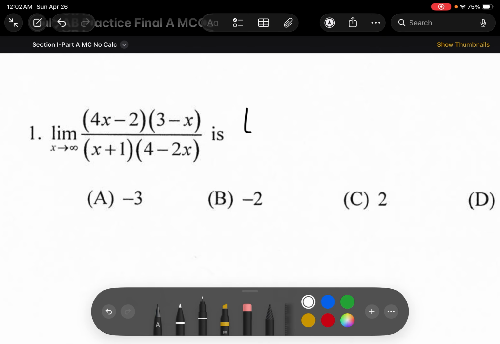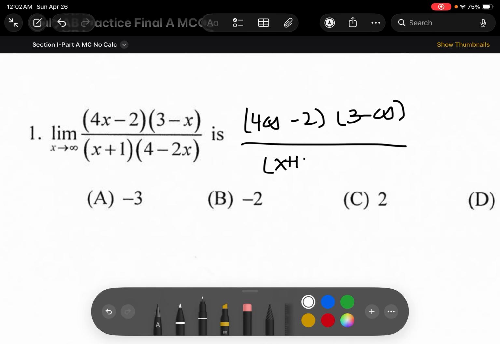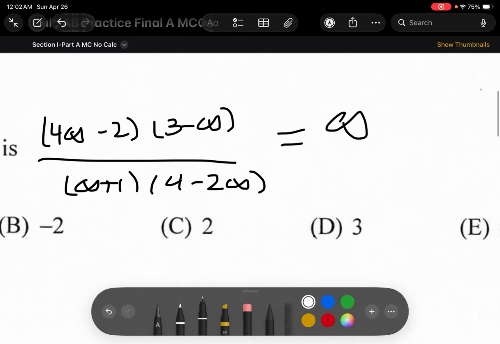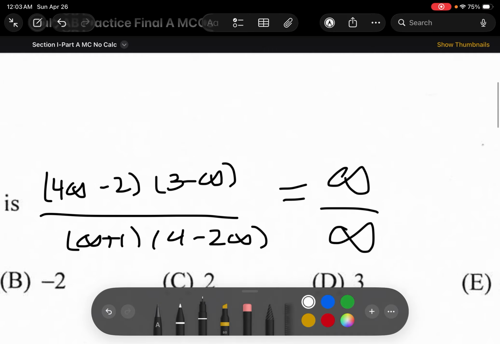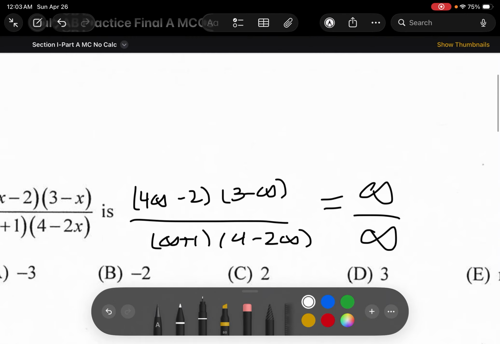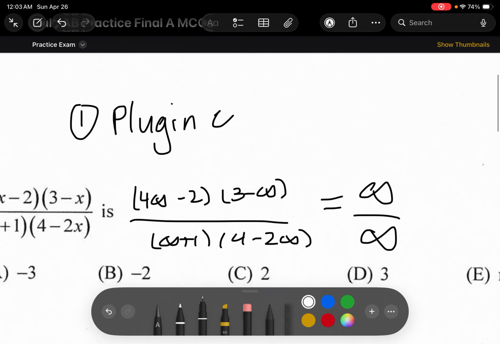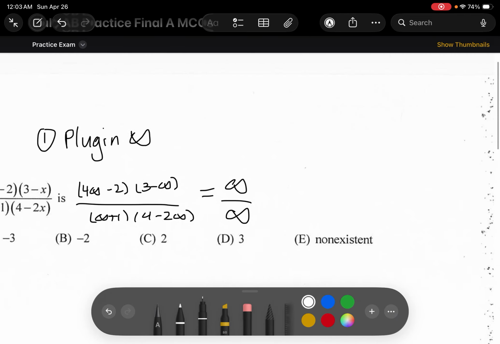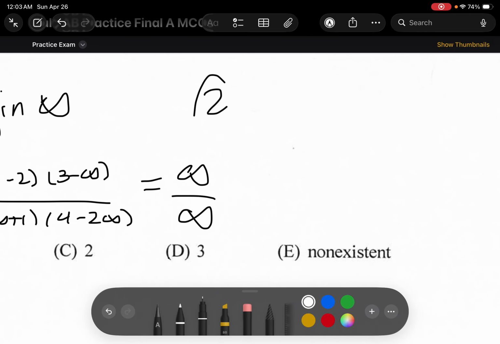So that's going to be 4 times infinity minus 2, over 3 minus infinity, and 4 minus 2 times infinity. So that's just going to give us infinity over infinity, which is indeterminate. So now we're going to apply L'Hopital's rule.